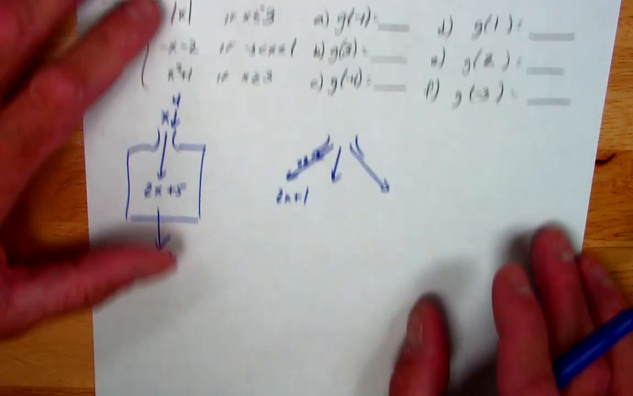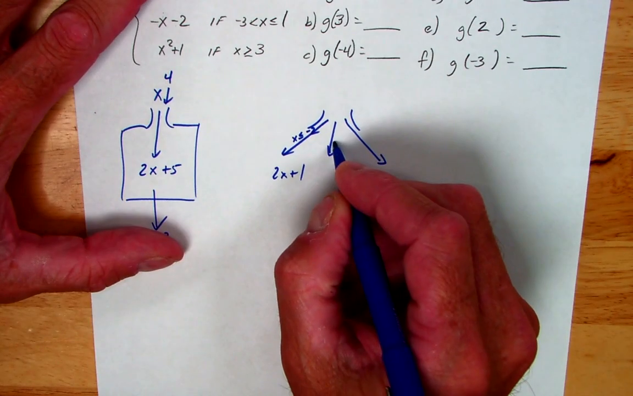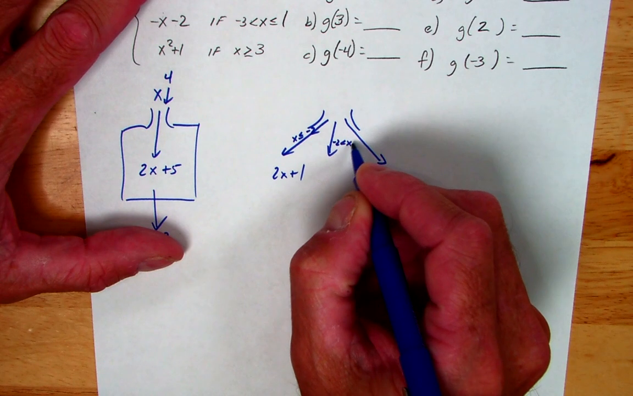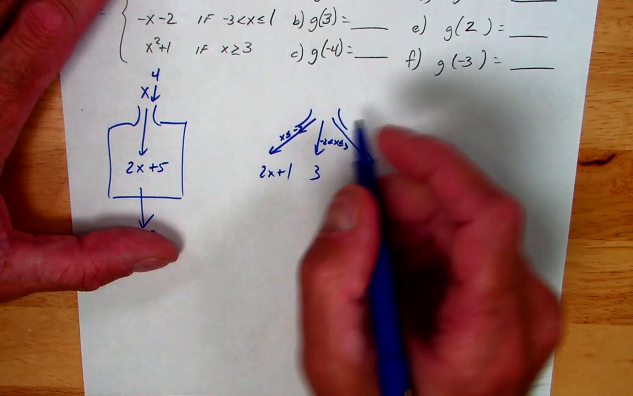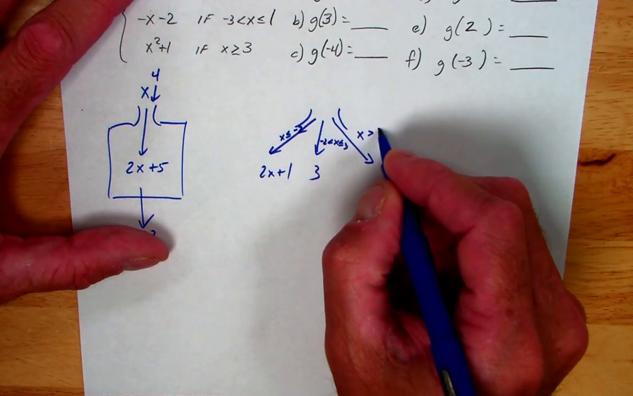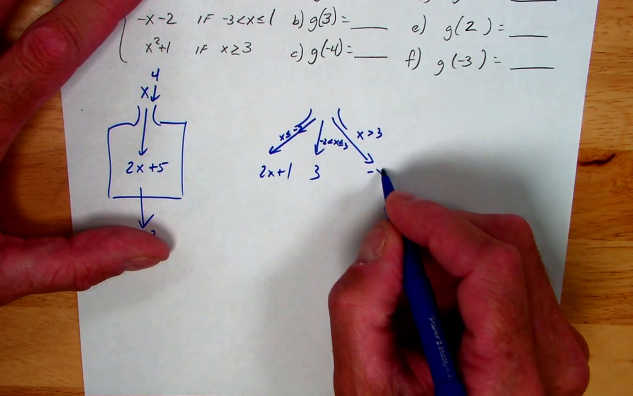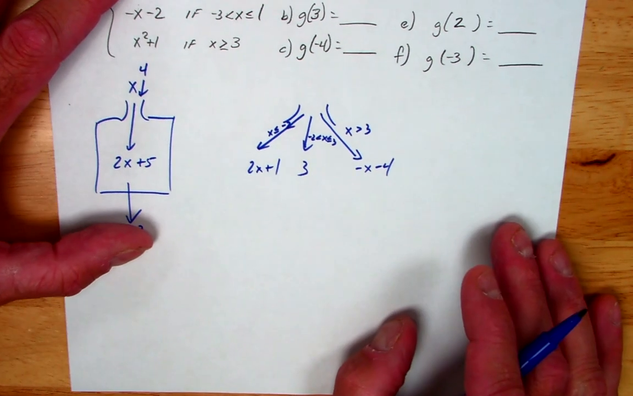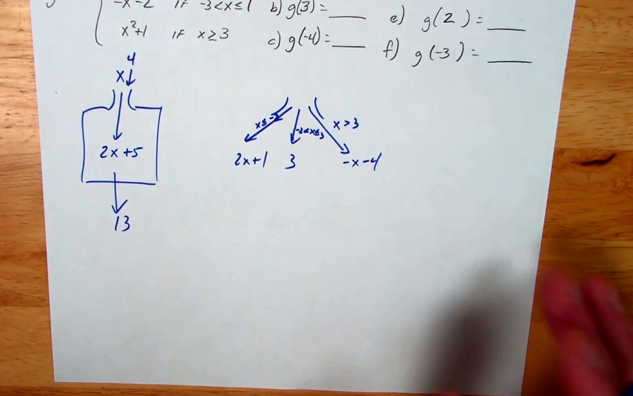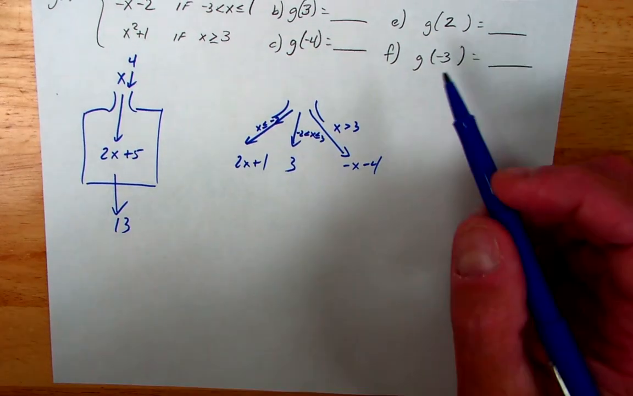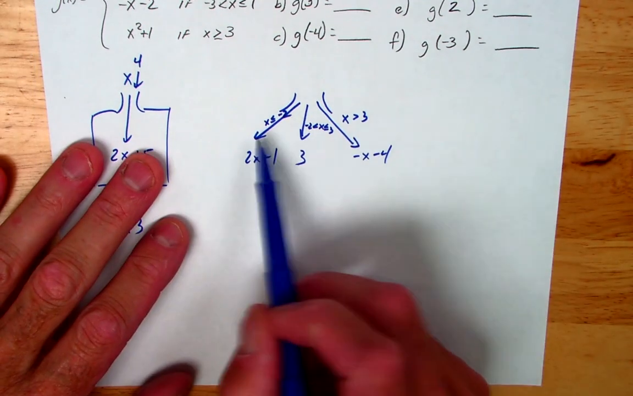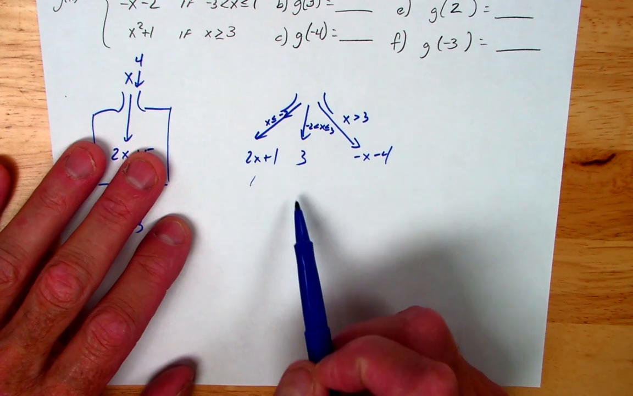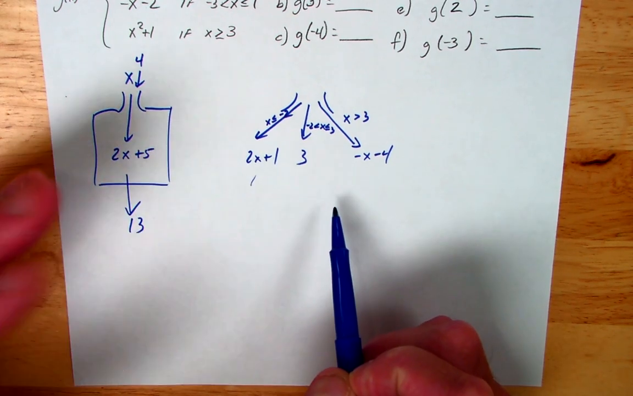Okay. The next one says if negative 2 is less than x is less than or equal to 3, my answer is going to be 3. Next one says if x is greater than 3, then my answer is going to be negative x minus 4. That's kind of a sorting mechanism. So if I put in a value, it's got to check what my value is first, and then it's going to sift it into the right thing.